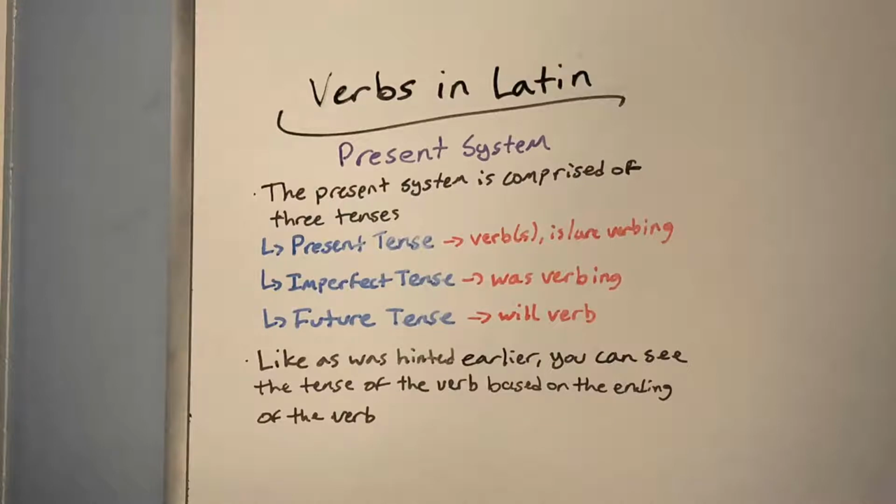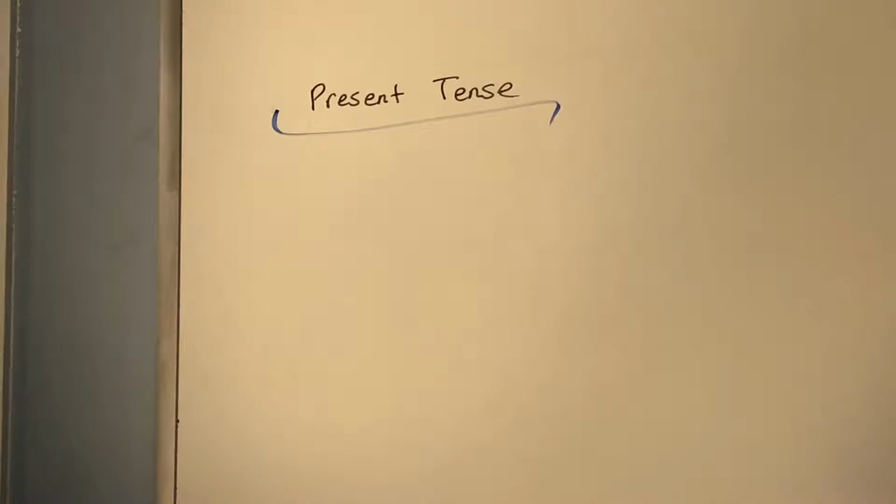Like we hinted at earlier, you can see the tense of the verb just based off of the ending for that verb. Without further ado, I'm going to go over the different tenses and the different endings that you will encounter when you look at a verb. First, we will start with the present tense.